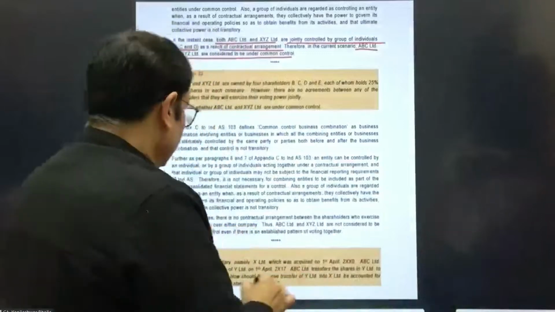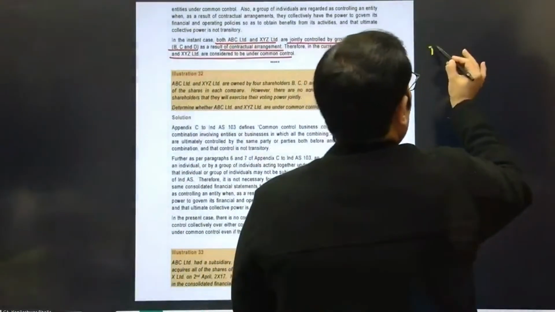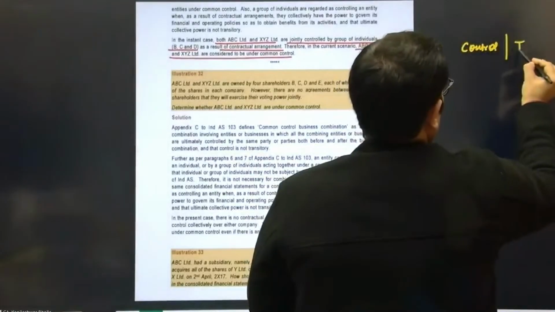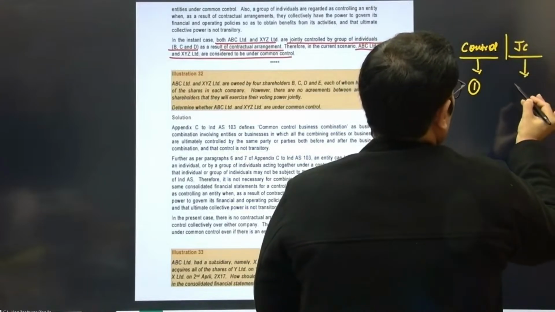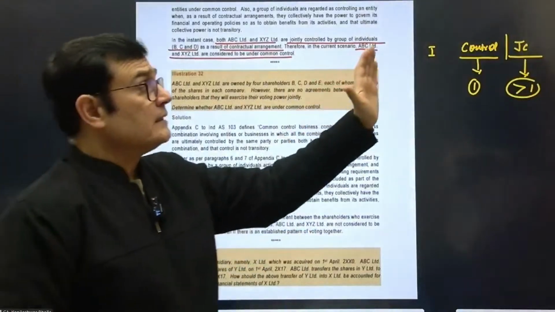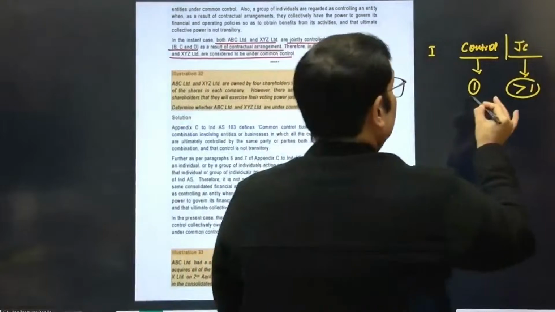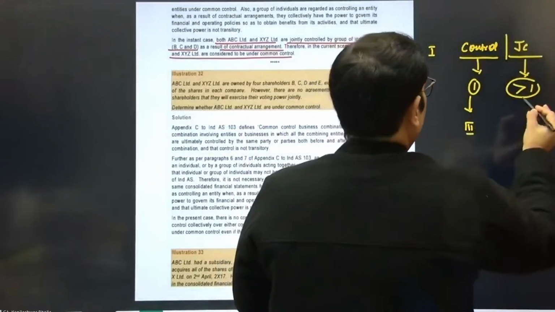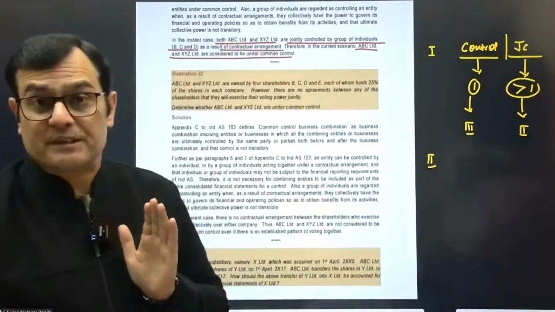So let me put my inputs once again. If I were to apply my 3-step model, step number 1 is: is there a control or is there a joint control? When I say control, it is by one. When I say joint control, it is more than one. So the first thing you need to see is whether there is control by one or joint control by more than one. If there is a control, you go to step 3. If there is a joint control, you go to step number 2. So watch out for the steps carefully.